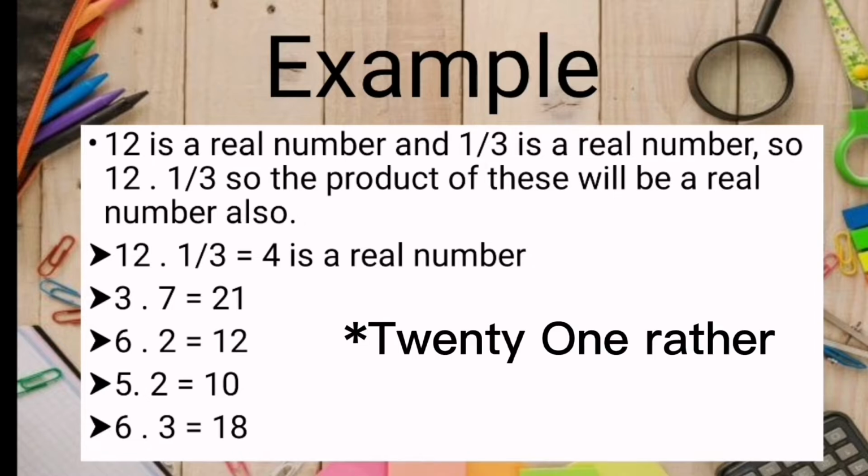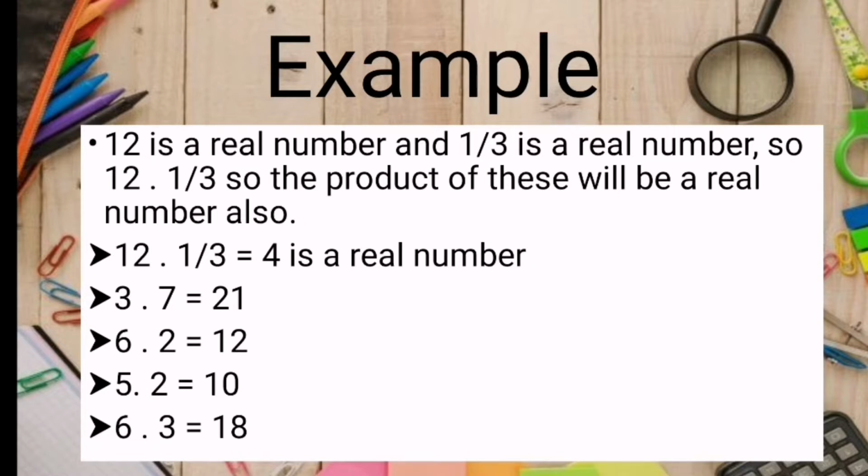3 times 7 is equal to 21. 6 times 2 is equal to 12. 5 times 2 is equal to 10. Then 6 times 3 is equal to 18. So these are the examples of the closure property of multiplication.